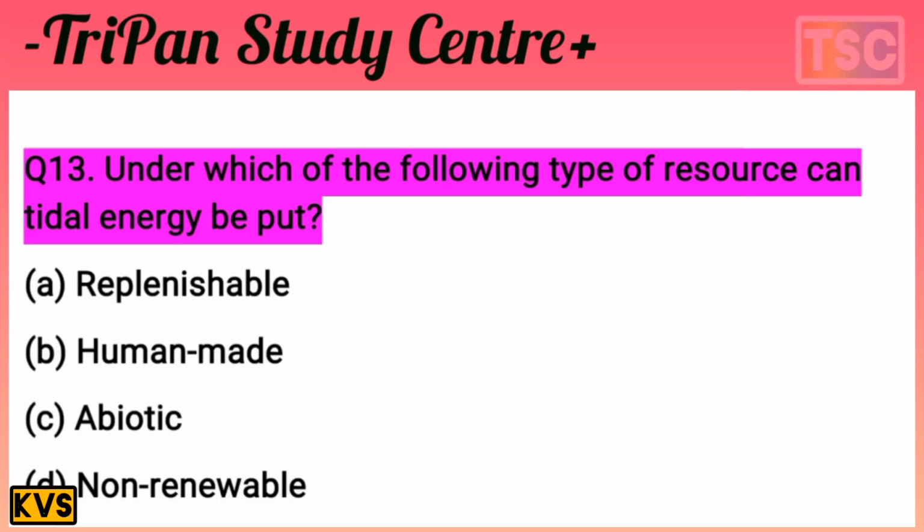The next question on your screen: under which of the following types of resource can tidal energy be put? That's an important and intelligent question. The options are: A, replaceable, sustainable; B, human made; C, abiotic; and D, non-renewable. That's the most important option. Come on, test your knowledge and IQ level. I give you a few seconds.